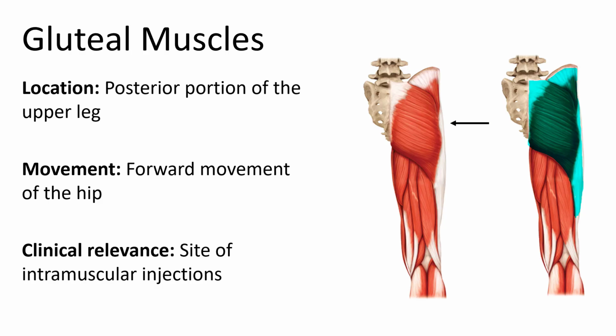The gluteal muscle group is commonly referred to as the glutes, and this group of three muscles is found on the posterior portion of the pelvis, in the buttocks region. These diagrams are a posterior view of the upper leg and hip. We have the arrow pointing to the gluteal muscles in the image on the left, while in the image on the right, the gluteal group is highlighted in blue.